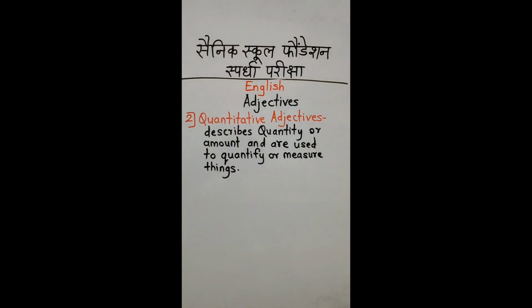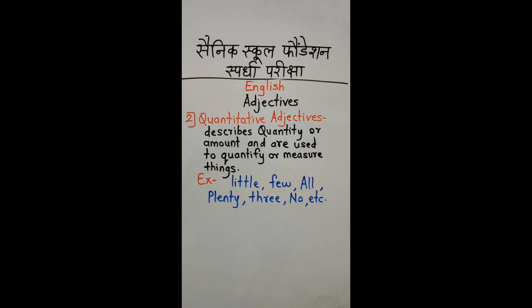Now let us see the second type of adjectives, that is quantitative adjectives. Quantitative adjectives are adjectives that describe the quantity or amount, and they are used to quantify or measure a thing. By using these words we get to know the number or the amount of nouns or pronouns in a sentence. Let us see the examples: little, few, all, plenty, three, no, none, etc. These are examples of quantitative adjectives. All these words are used to identify the amount of a noun or pronoun in a sentence.